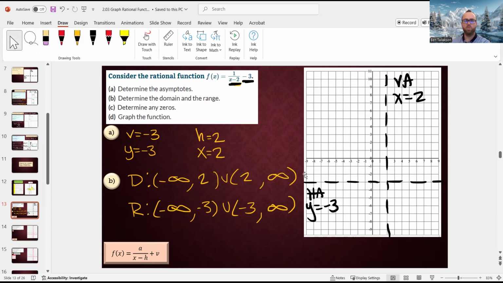The x values, what's not included? Well, we can't have any points at 2. That makes sense. The range, we can't have any y values at -3, and we won't. That makes sense. Okay. We have a lot of helpful information, but we need to find some zeros, aka x and y intercepts. You remember how to do that?